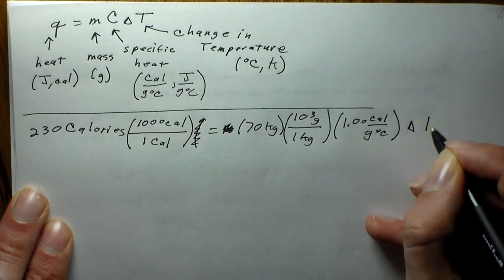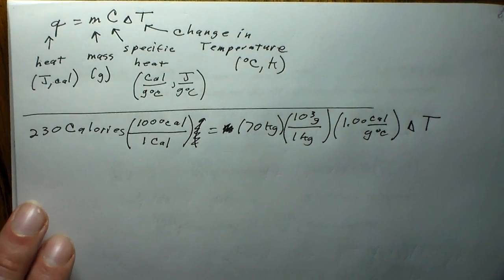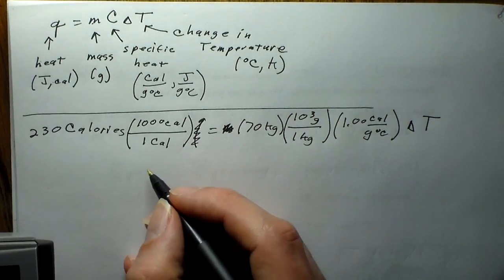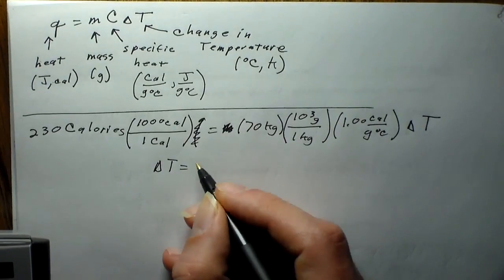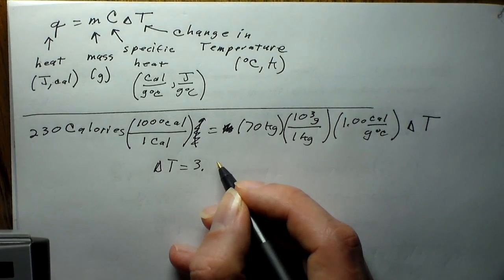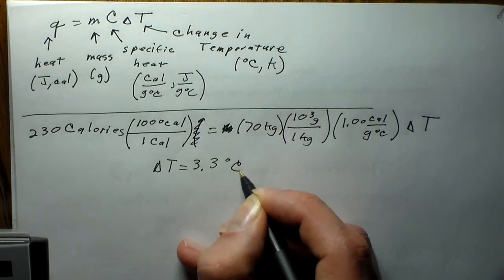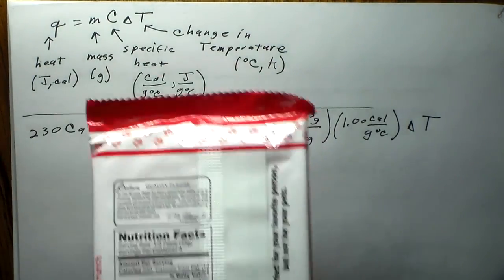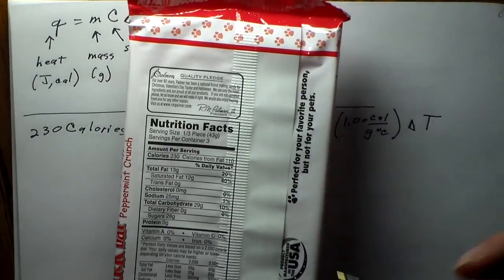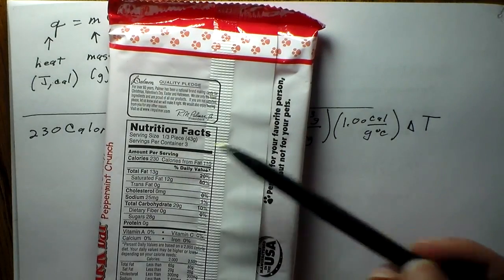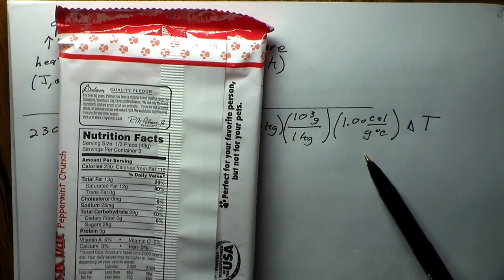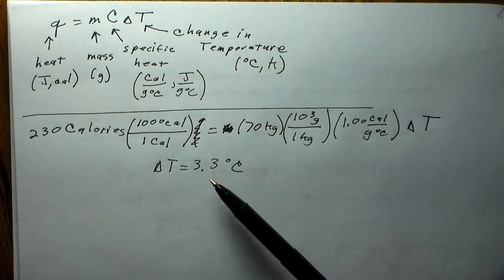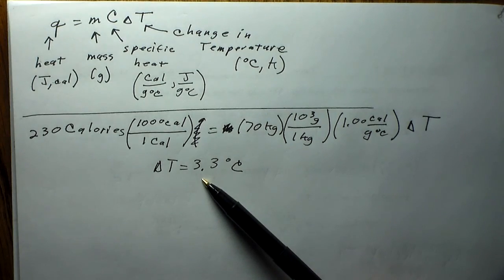And then we want to figure out what our change in temperature actually is. And it works out that our change in temperature here is going to be 3.3 degrees Celsius. So if you took one serving from this candy bar and burned it and increased the 70 kilograms of water, it would actually go up by 3.3 degrees Celsius.